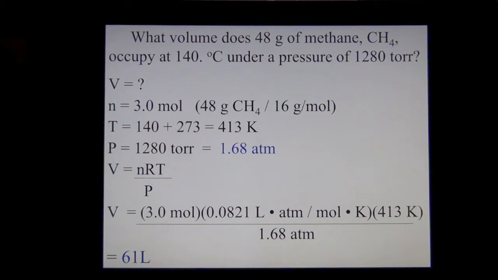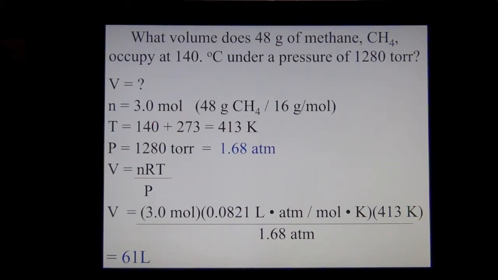In this example, we'd like to know what volume a gas would occupy if they give us that we have 48 grams of methane at a certain temperature and pressure. So here we're going to get to highlight how you can calculate the volume of a gas if you know the quantity of that gas. Once again, we really do need to be paying attention to units. So we're going to need to change the mass of our methane, the CH4, to moles.